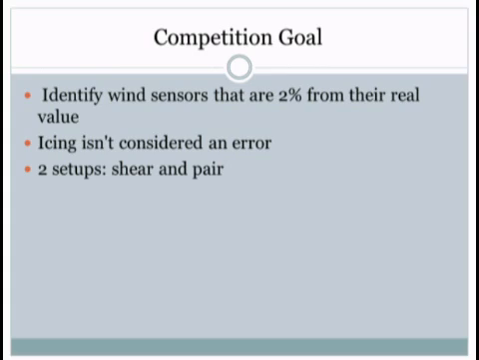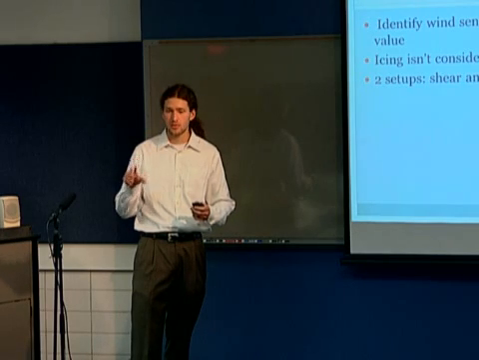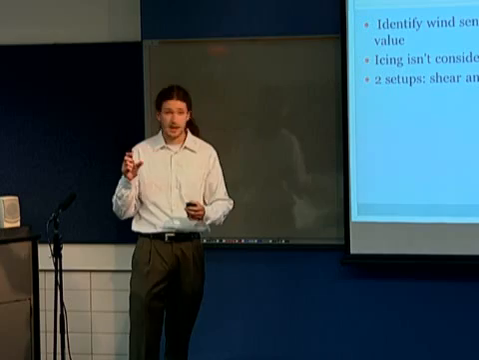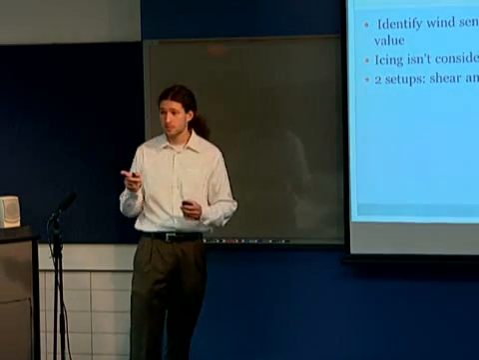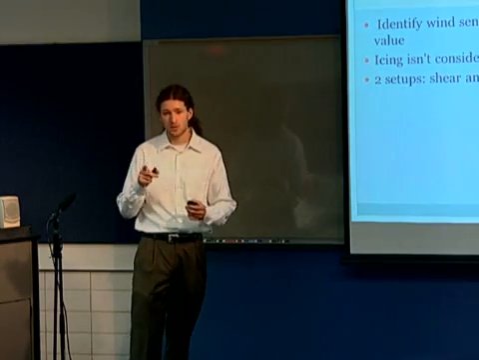So the competition goal is they give you a bunch of wind sensor data, and you have to determine whether the wind sensor in a particular file is an error. It's an error if it records a wind speed measurement that's more than 2% off from its actual value. In this particular situation, icing is not considered an error, and there are two setups. One is shear and one is pair.